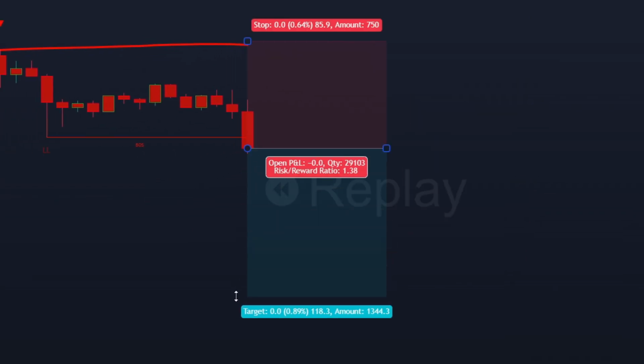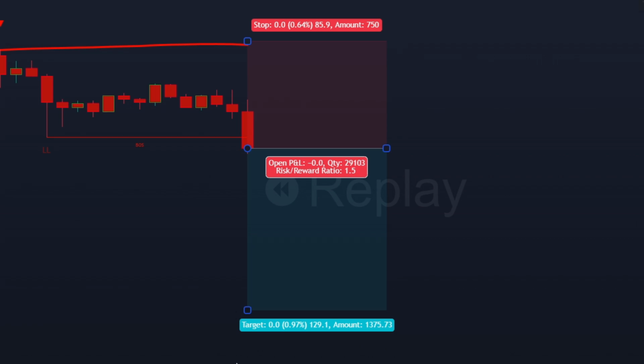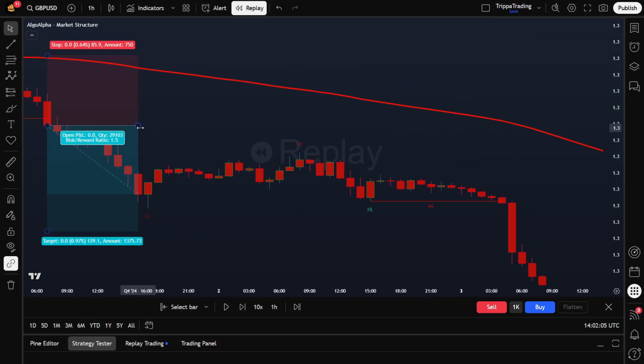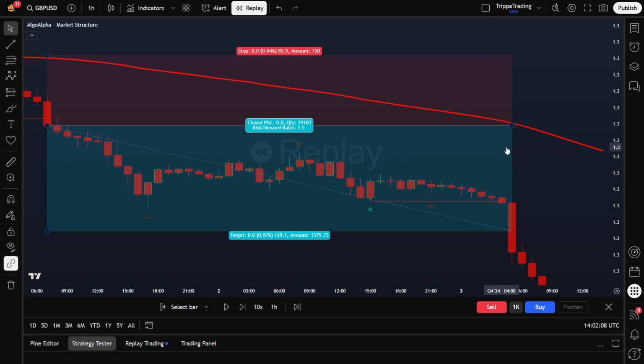And again, don't just blindly enter based on these triangles or BOS lines. What makes this indicator powerful is when structure, rejection, and trend direction all align. If they do, those setups have serious edge.